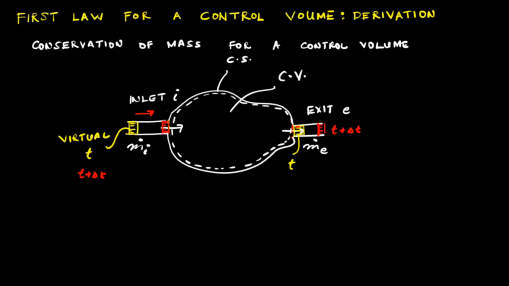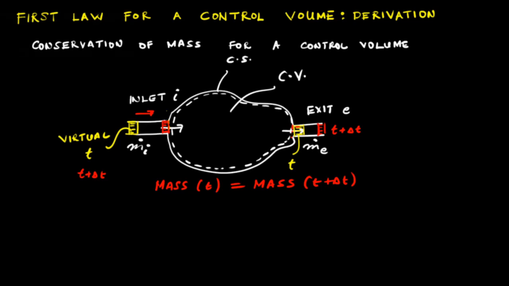Now we can apply the principle of conservation of mass. Note that what we mean by the principle of conservation of mass for a control mass system is that the mass of the control mass at time t is equal to the mass at time t plus delta t. Now let's look at what is the mass of this control mass system at time t.